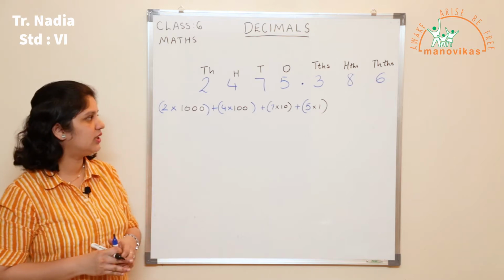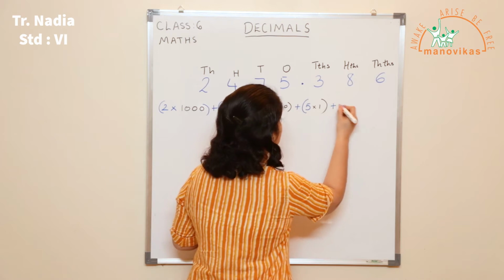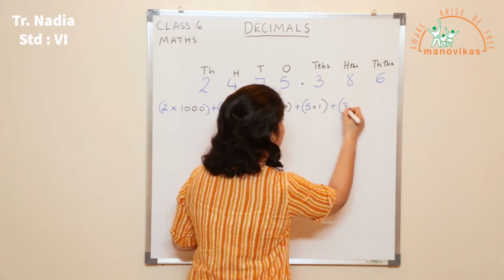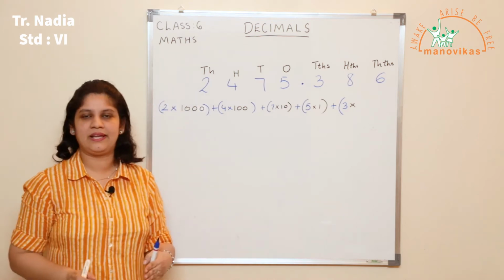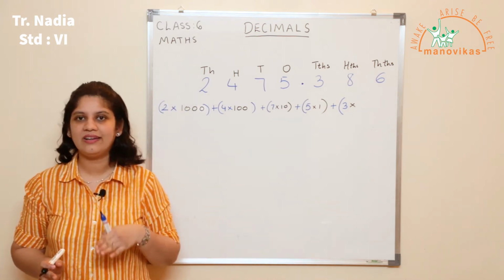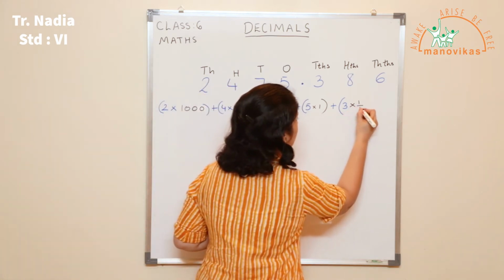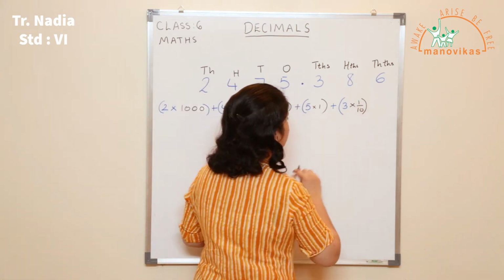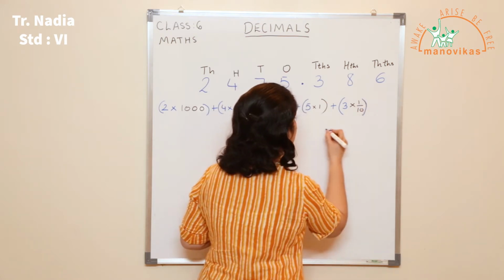Now let's go to the decimal part. Plus, the first digit is in the tenths place, so I will say 3 multiplied by, now I told you all tenths place is a fraction upon 10. So it will be 3 multiplied by 1 upon 10.